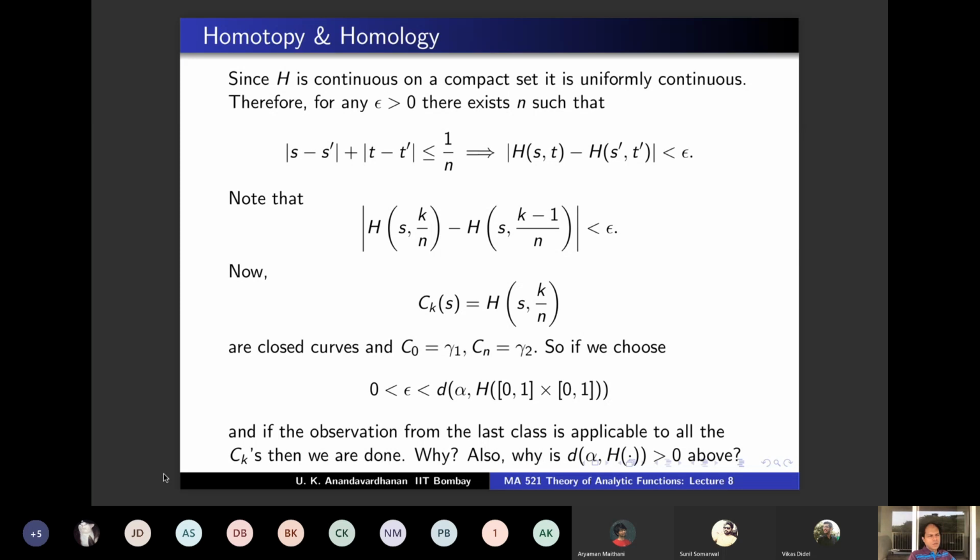H is continuous, so therefore these are curves. But h need not be differentiable, so these need not be paths. So the definition of the index as well as the observation about transferring these indices, these are not quite applicable to CKs. Therefore, this is not quite a proof. The idea is good, but this is not quite a proof.